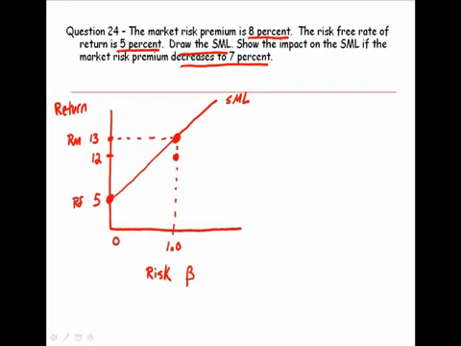And so what we would see happen would be the SML would become less steep. The SML would change its slope, and I'll call this SML2 to represent the new SML. So it says show the impact on the SML if the market risk premium were to decrease to 7%. We see that the slope of the SML would change and it would become less steep.